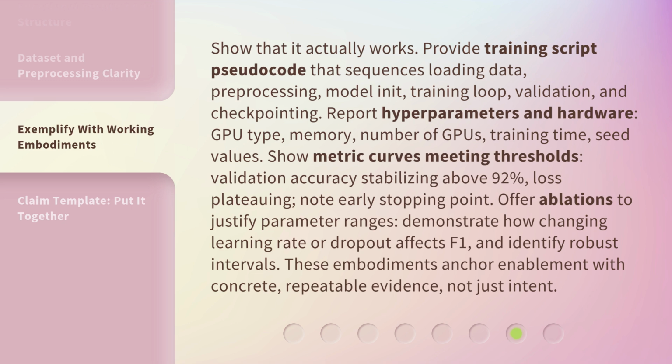Validation accuracy stabilizing above 92%, loss plateauing. Note the early stopping point. Offer ablations to justify parameter ranges. Demonstrate how changing learning rate or dropout affects F1 and identify robust intervals. These embodiments anchor enablement with concrete, repeatable evidence, not just intent.